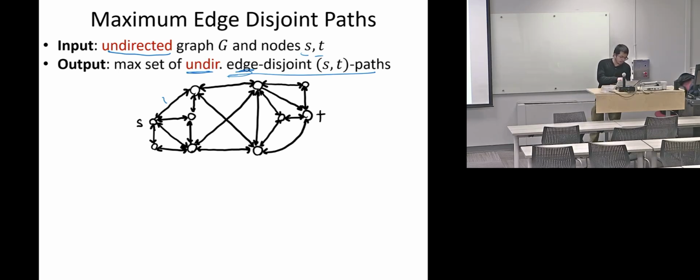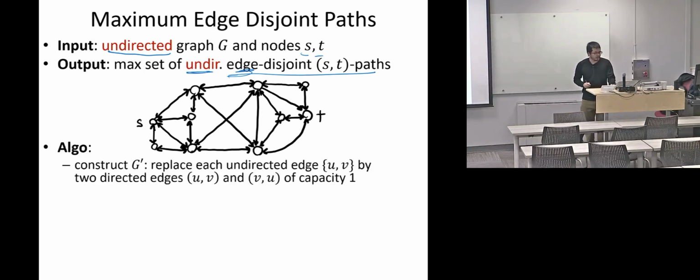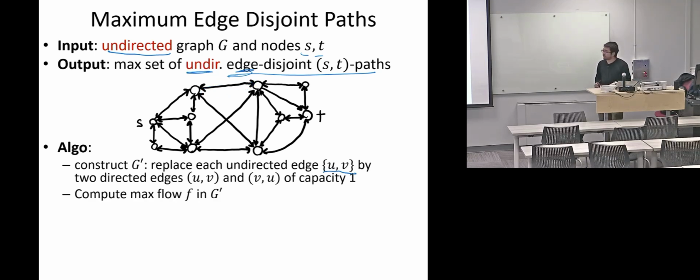The idea is, for any undirected edge, how about we create 2 edges in both directions? A natural thing to do. And then set the capacity of every edge to be 1. So you replace this undirected edge with 2 edges here, and set the capacity of each of these to be 1. And then you compute max flow in this graph G prime.